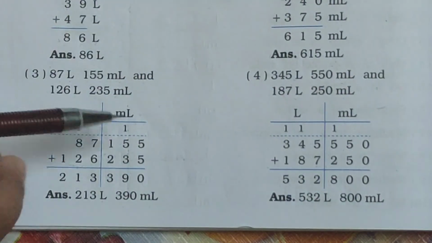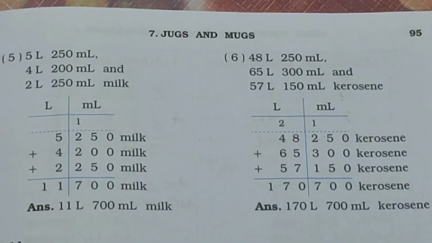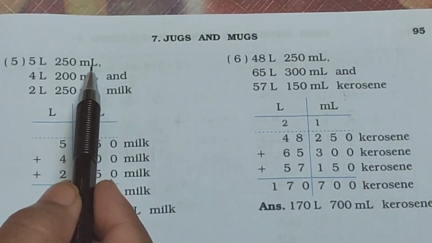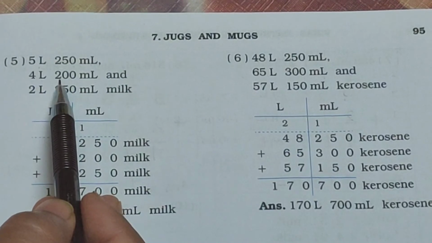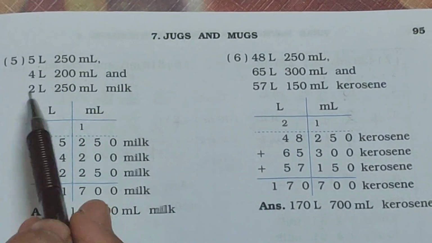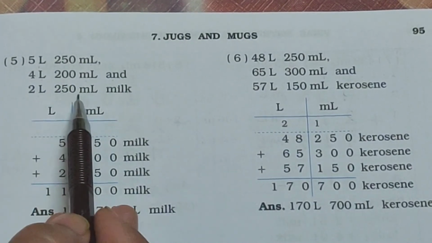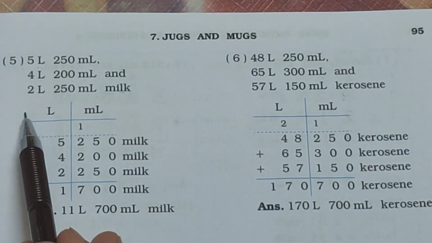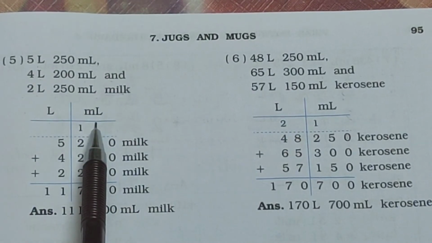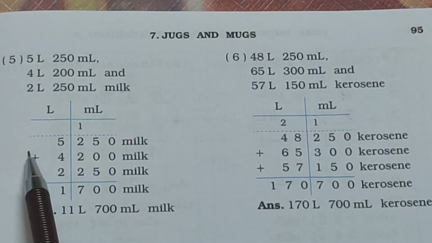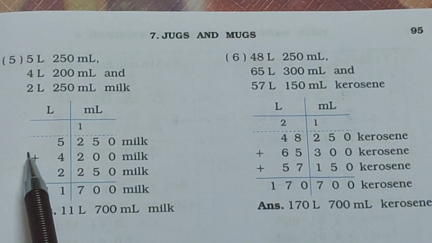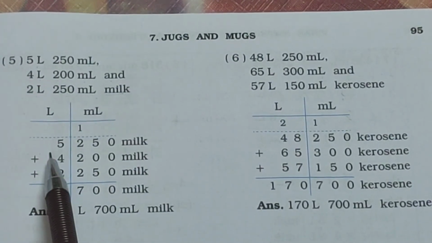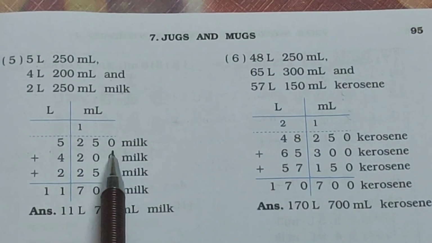Now see on page number 95. Now see the fifth one, 5 liter 250 milliliter, 4 liter 200 milliliter and 2 liter 250 milliliter milk. Now see, 3 quantities are there, okay? So liter, milliliter. In the place of liter you have to write down the liter, and in the milliliter place you have to write down milliliter. Now see 5 liters, so 5 liter 250 milliliter.